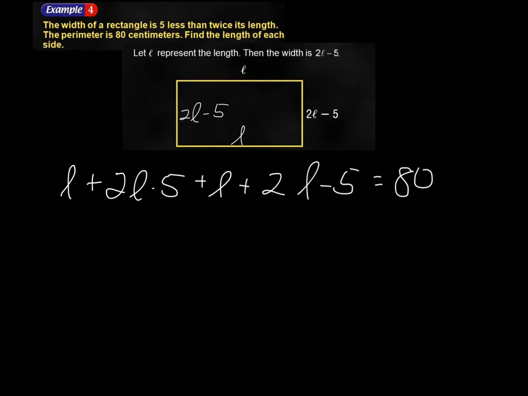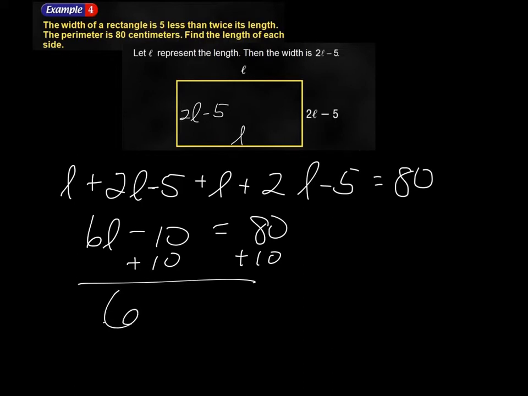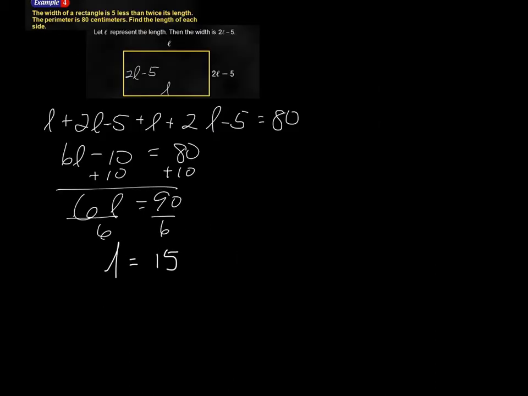Combine my like terms. 1L plus 2L is 3L, plus another is 4, plus 2 more would be 6. And then we had minus 5. So negative 5 plus negative 5, or minus 5, would be negative 10. And add 10 to both sides. Divide by 6. And we get L is 15. Okay, it says find the length of each side, so that's one of them.